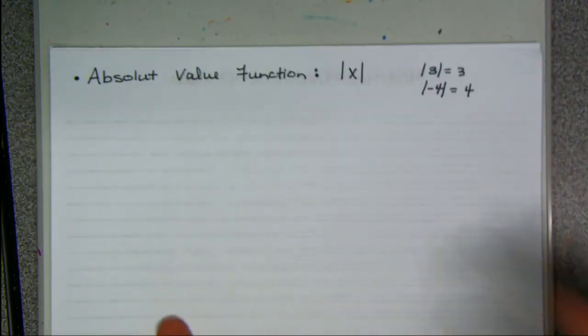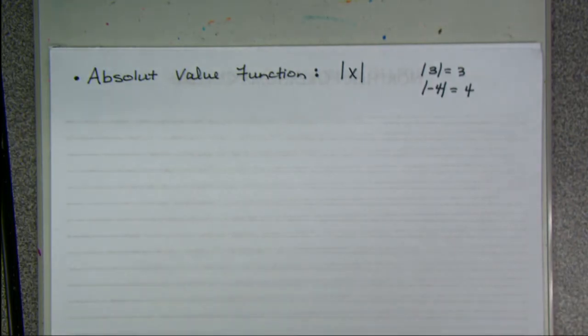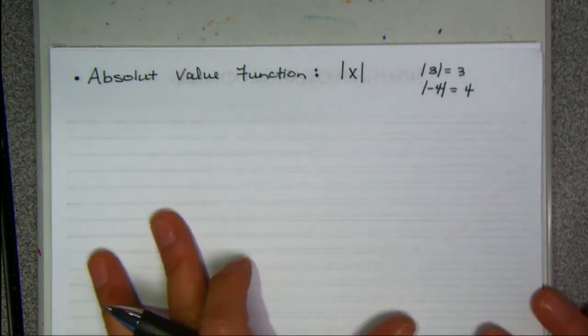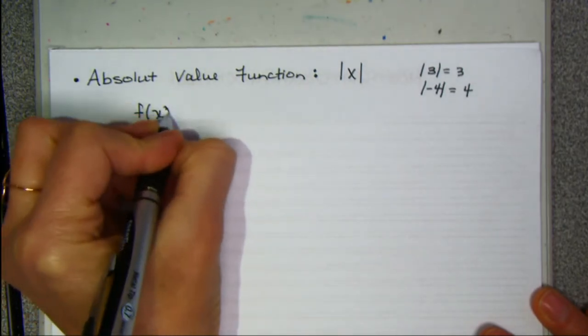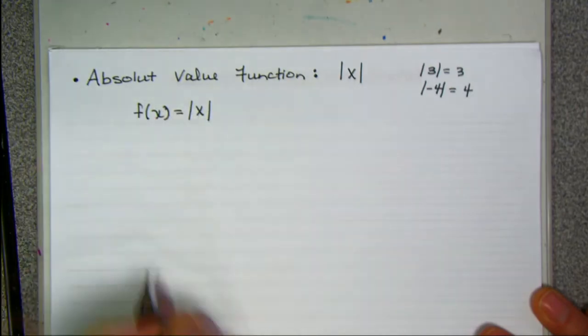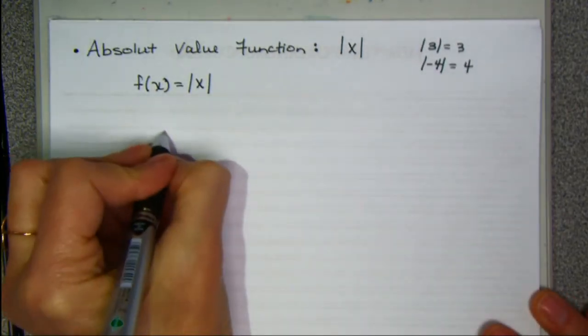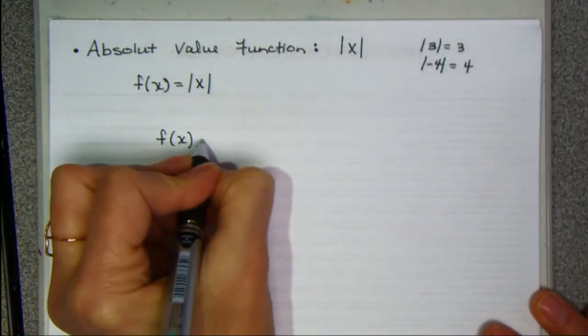So here's what I say. We know the absolute value of 3 is 3. The absolute value of -4 is 4. Because remember, absolute value is distance. How far are you from 0? It doesn't care which direction, okay? So we're going to look at the function of the absolute value of x. Now, it can be written as a piecewise.